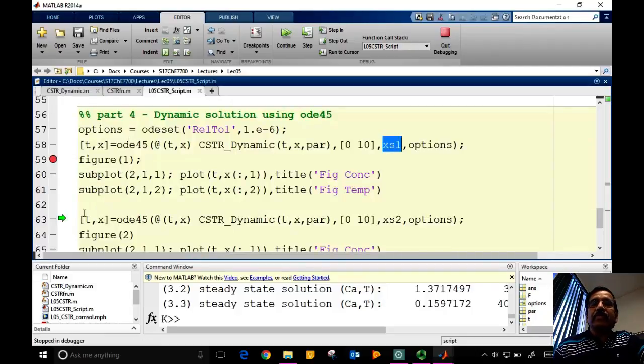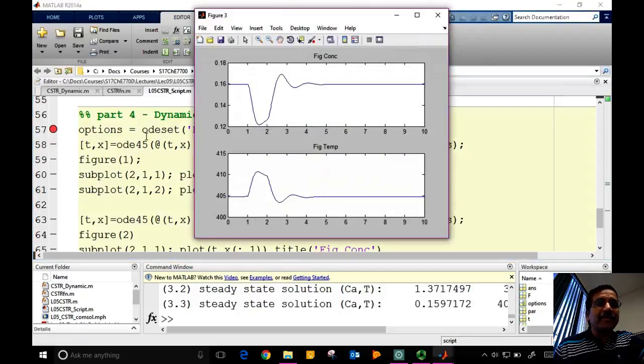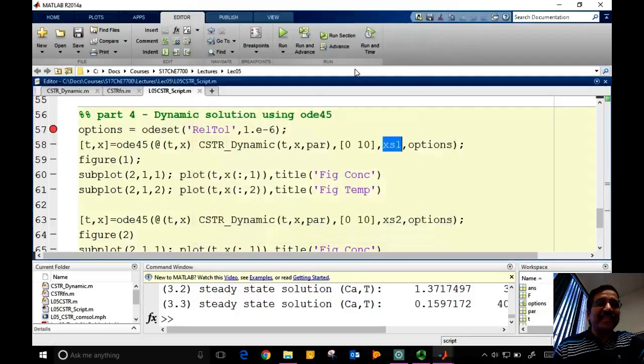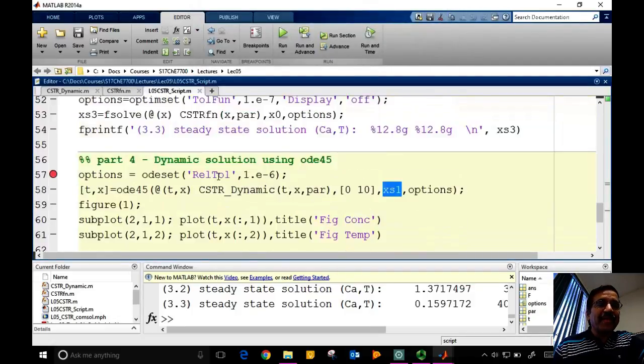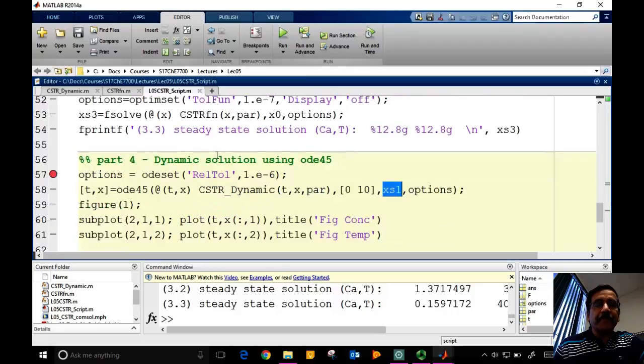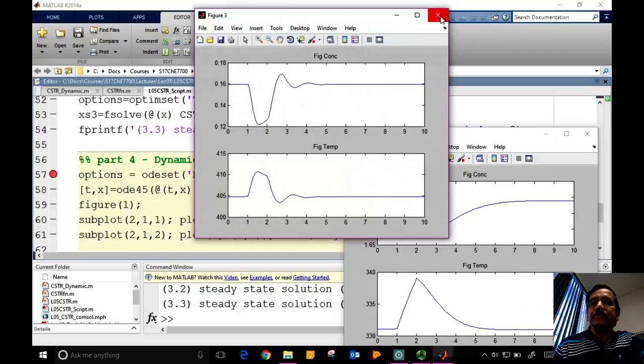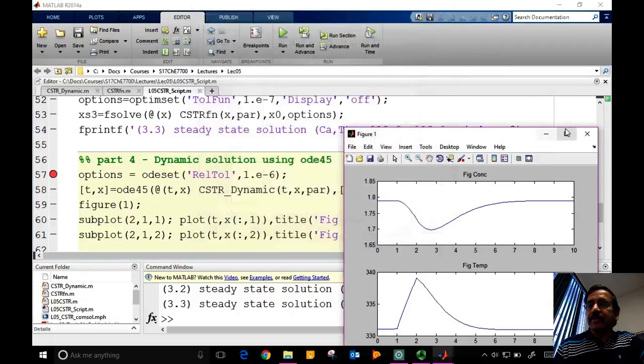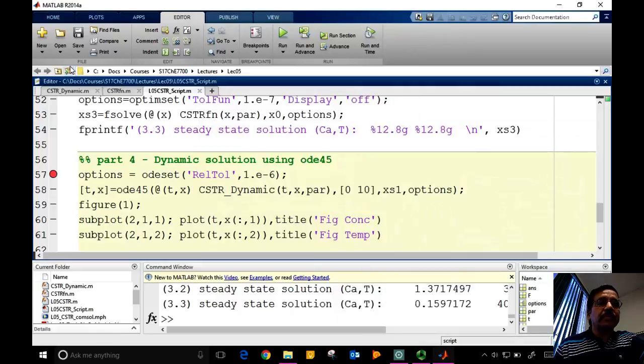I don't know how to make it go to a run to cursor. Oh, okay. Is that possible? Let me try that. Nope, it didn't work. Let me take all these. Let me take this out and run one more time. No, it's producing the same graph. Something is really weird.